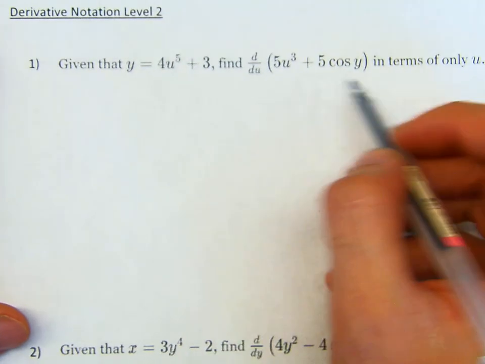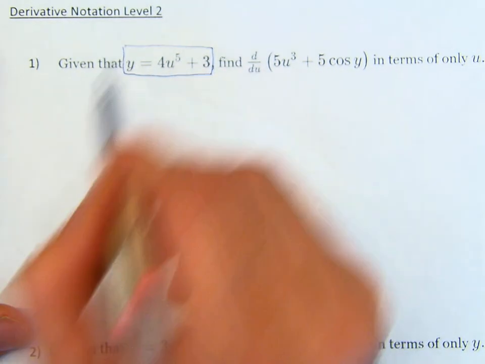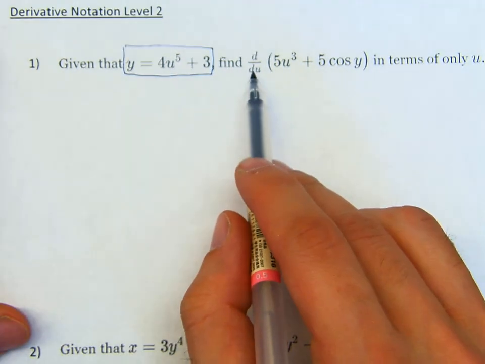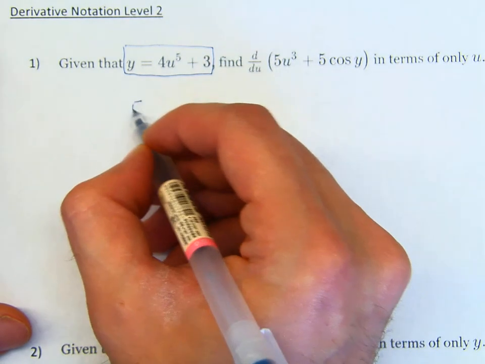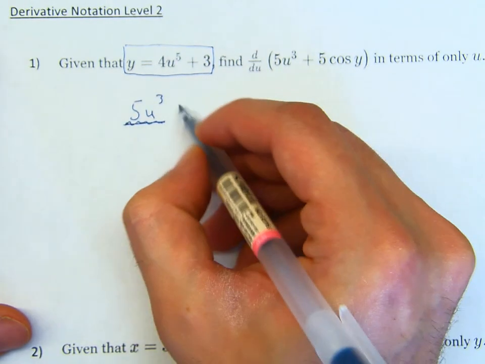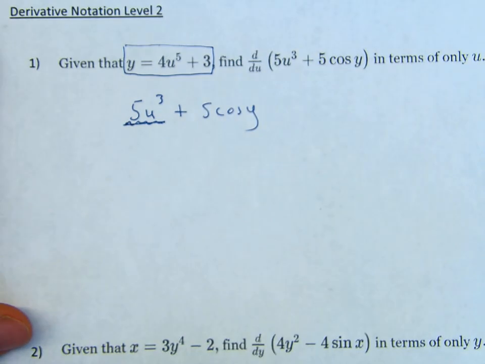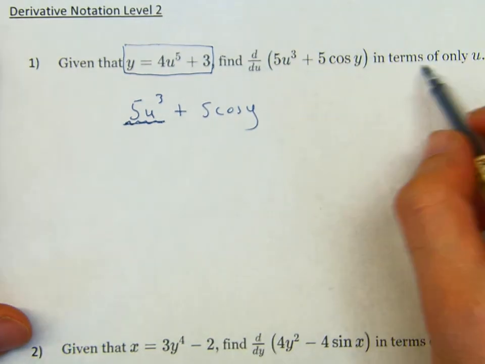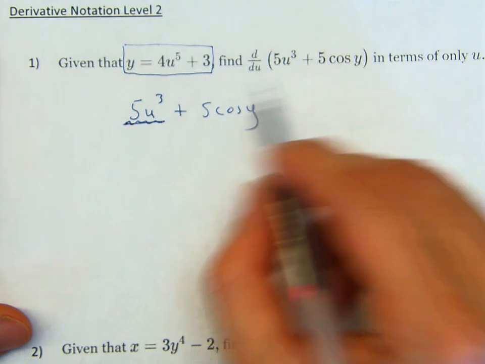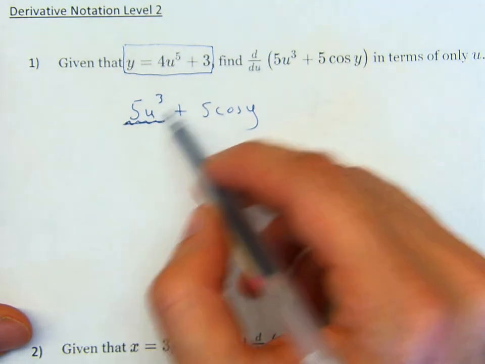So what is the question asking? It's saying y is equal to this. So it's saying take d du of this. So if I have 5u cubed plus 5 cosine y, it's saying get it in terms of only u. So first let's take d du, right? So what is d du of this?